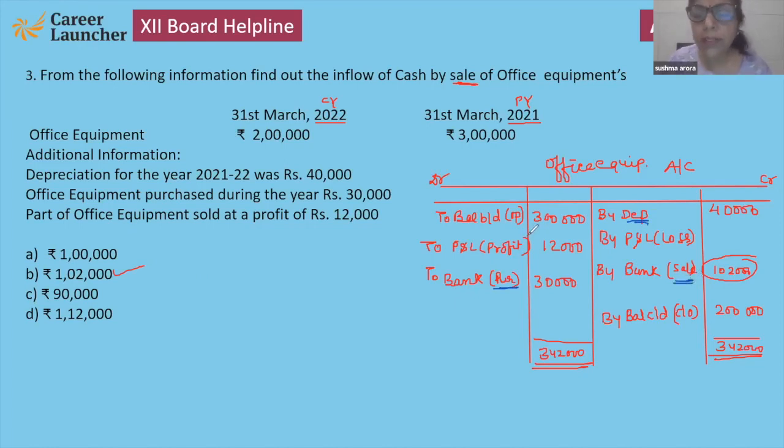So what is my suggestion? To save time, just make this and please fill in the information given in the question. See here, depreciation given, purchase given, profit given. It means the credit side is less. See how we can find out: total of debit is 3,42,000, total of credit is only 2,40,000. It means 1,02,000 is less in credit. That's why we can say it is sale. If the balancing figure remains in debit, then we can say it is purchase. Got it, bacho?